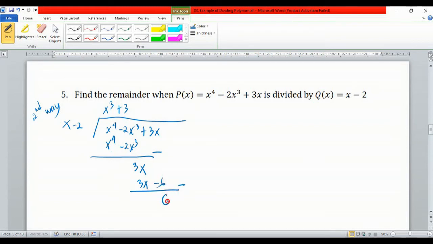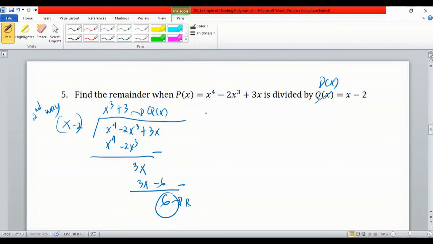So minus, and you have this one is the remainder. Okay, and then here, this is not q(x), it should be divisor d(x). So this one is the quotient q(x). This is the second way, you will get the remainder. But we have another way again, using the theorem to find this one.